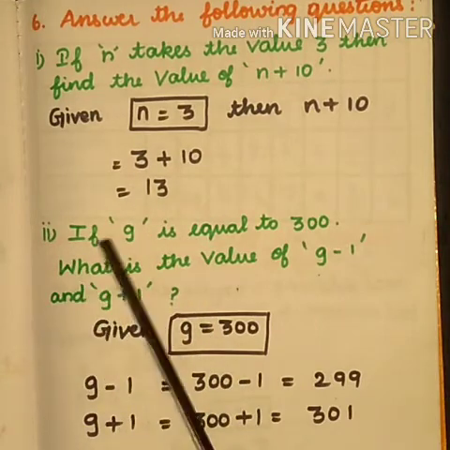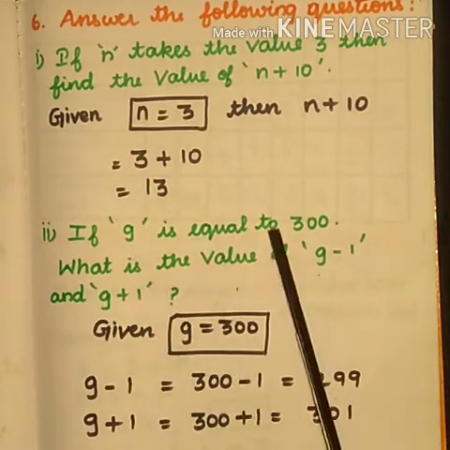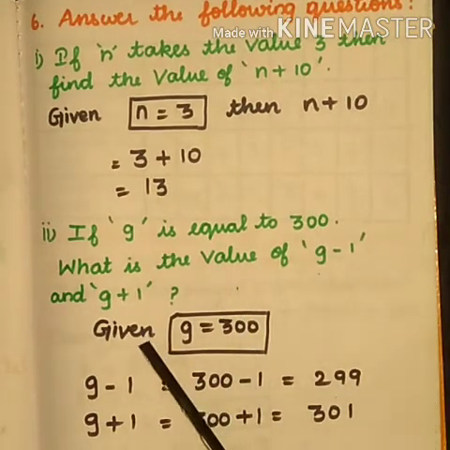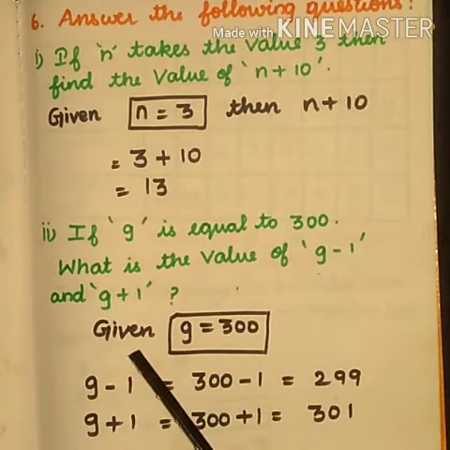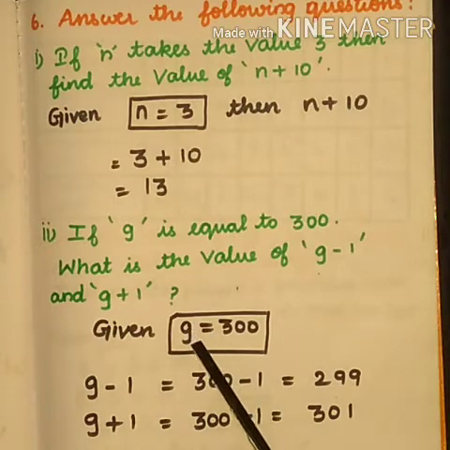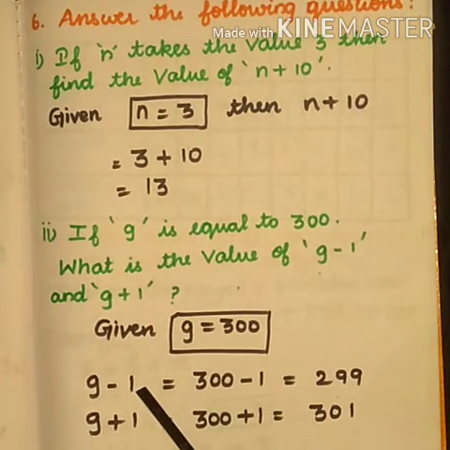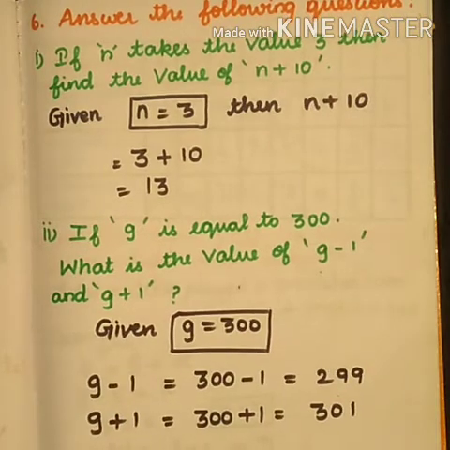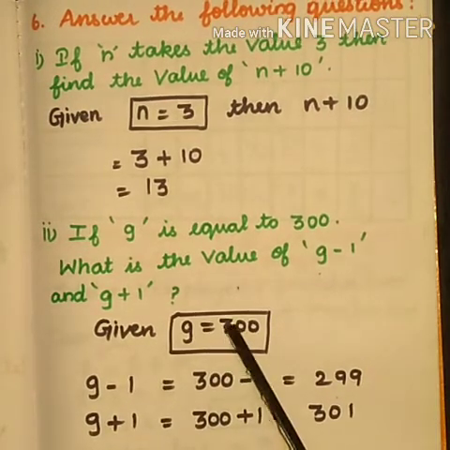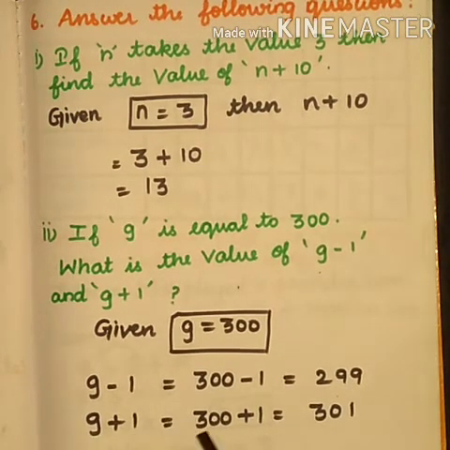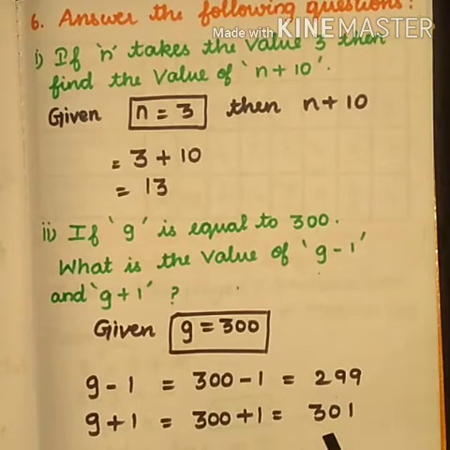See, one more question. If g is equal to 300, what is the value of g minus 1 and g plus 1? Here the given g value is what? g equal to 300. Then you have to find the value of g minus 1 and g plus 1. g value is 300. 300 minus 1 is 299. g plus 1 means 300 plus 1, 301.